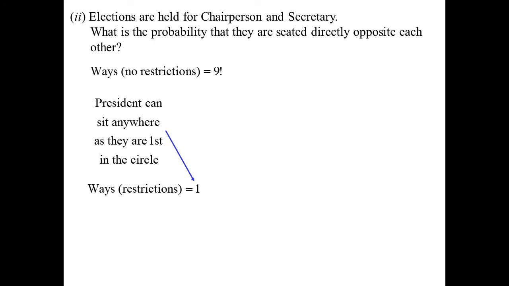But anyway, they can sit anywhere. So they're going to be the first one in the circle. We're going to say, well, go for your life, El Presidente. Go and sit down. 1 spot. They're just simply in the circle. Times 1, because the secretary, you got to sit opposite. So there's now only 1 seat the secretary can go in.